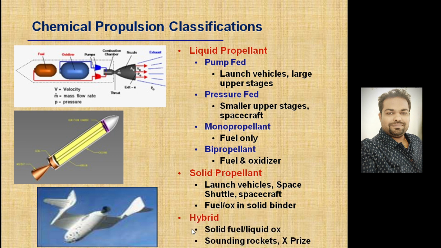And the last one is hybrid, where solid fuel and liquid oxidizer are used. The solid fuel will be in solid form within the container, and the oxidizer will be in liquid form. The moment your oxidizer comes in contact with the solid fuel, your burning will start, and that is expelled through this nozzle, and we get the thrust. So sounding rockets basically have been used to study weather phenomena. So these are the broad classifications of chemical propulsion devices.